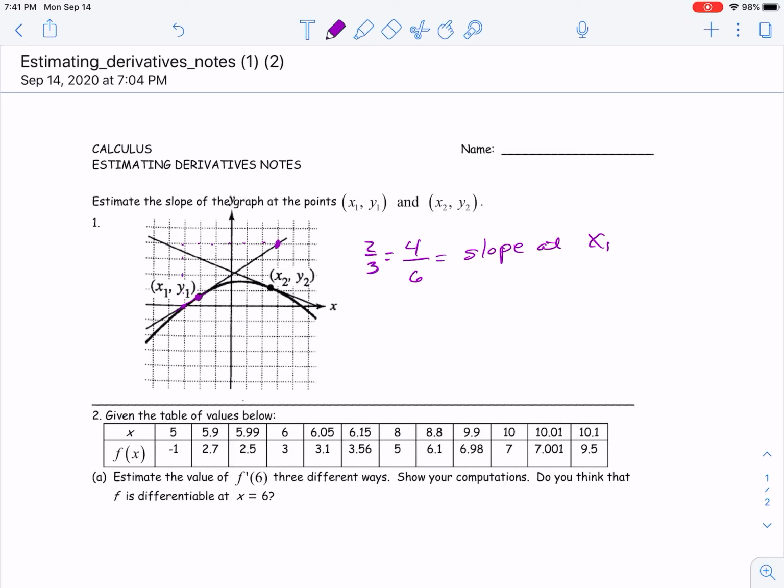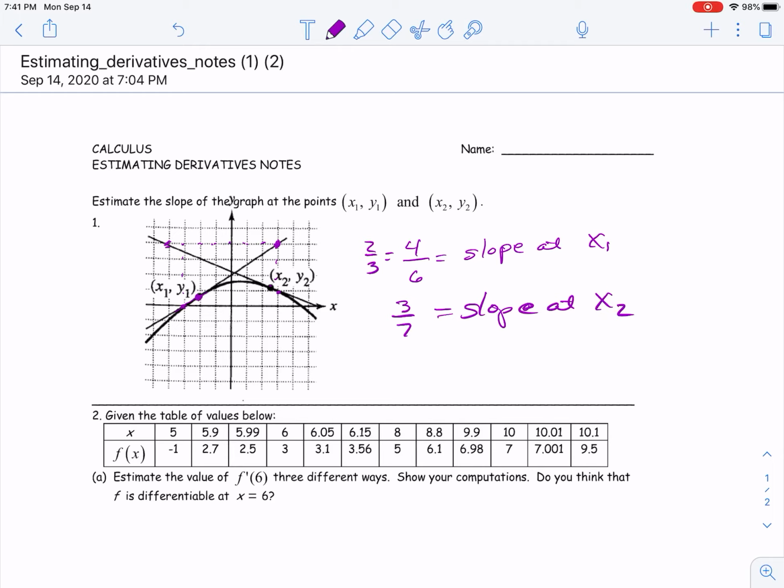I did the same thing with this graph. So it looks like it goes through here, and you go 1, 2, 3, 1, 2, 3, 4, 5, 6, 7. So it was up 3 and over 7. That's the slope at x2.